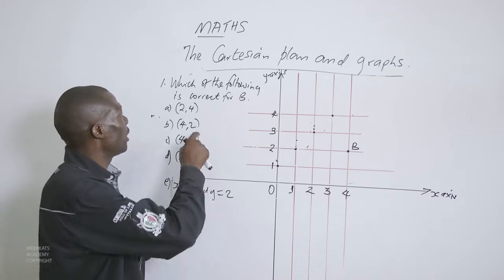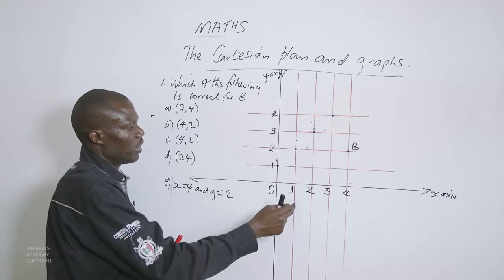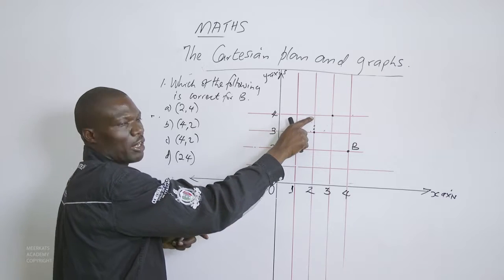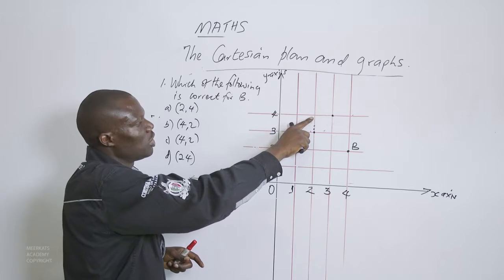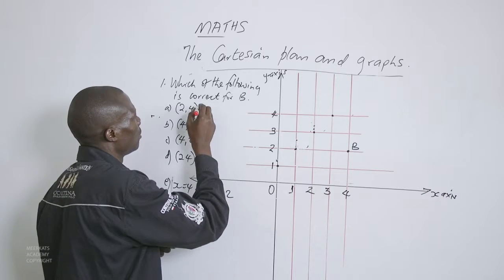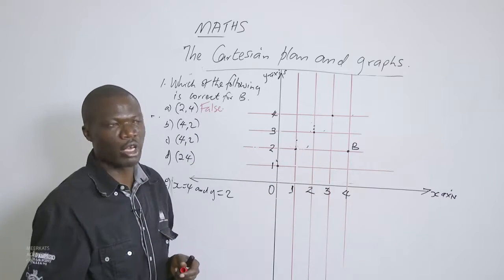So here, look at A. A is (2, 4). Starting with the x-axis, A is 2, and then 4. A is 2. So do we have a dot there? We do not. So this is false. It does not represent the B we are looking for.